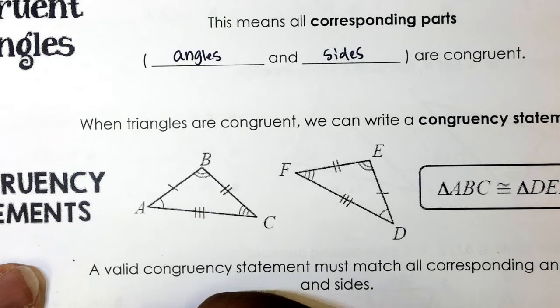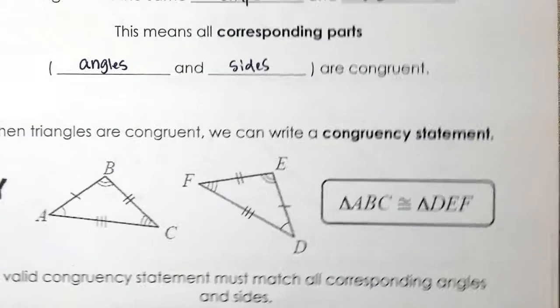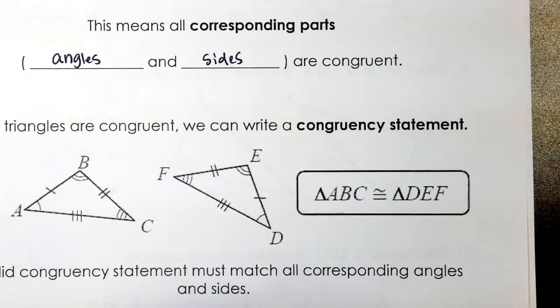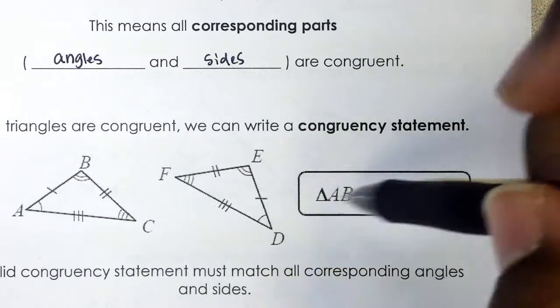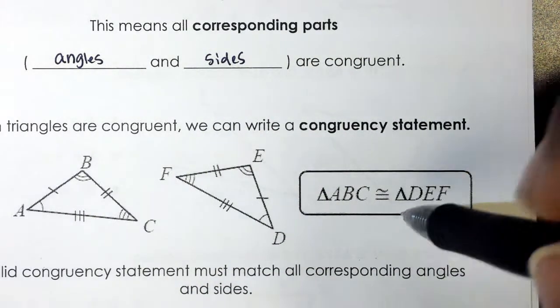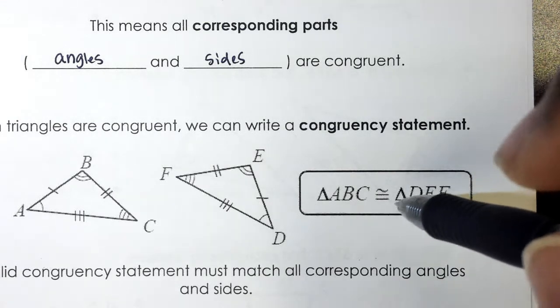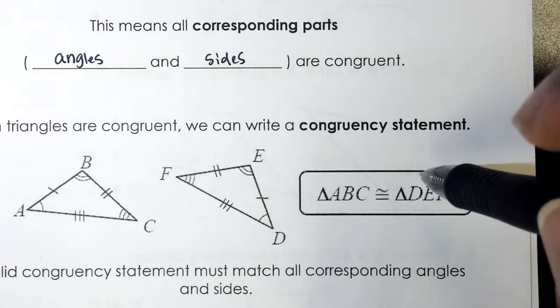When triangles are congruent, we can write a congruency statement. They've written one to the right for you, right there. A congruency statement has to be written so that you show congruence even in the statement. I don't even need to see these triangles. I should be able to read this statement right here and understand what angles are congruent to each other and what sides are congruent to each other just based off the way they wrote it.